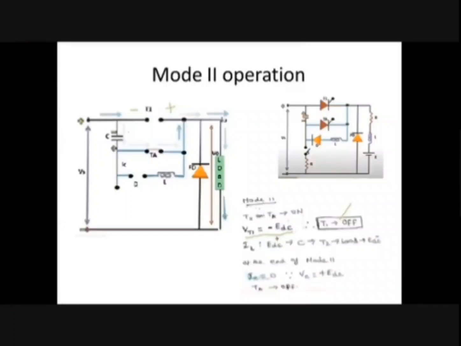Okay. Now once the capacitor is fully charged, what will happen? The capacitor will discharge and recharge in the opposite direction. Once the capacitor is charged fully in the opposite direction, the capacitor current becomes 0. Once the capacitor current becomes 0, automatically the auxiliary thyristor will get turned off. Once the auxiliary thyristor is turned off, the circuit will go to the initial stage.